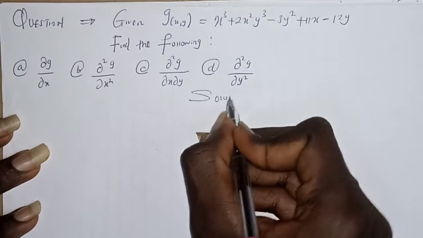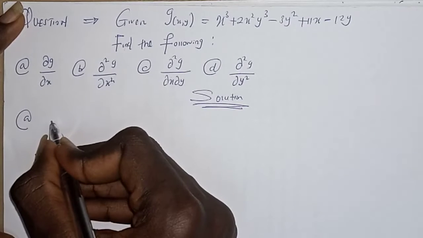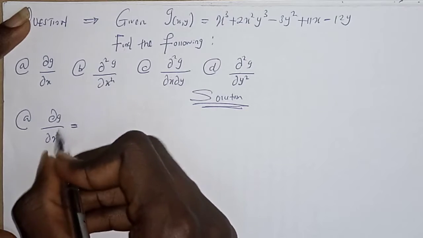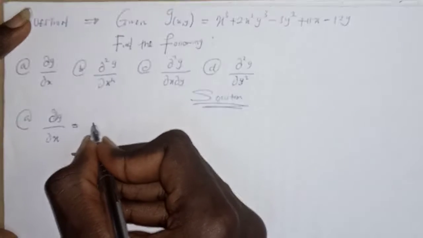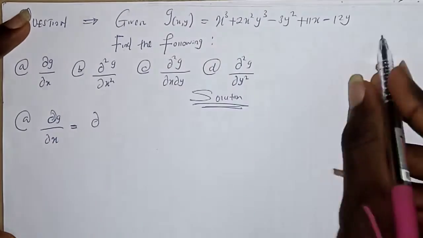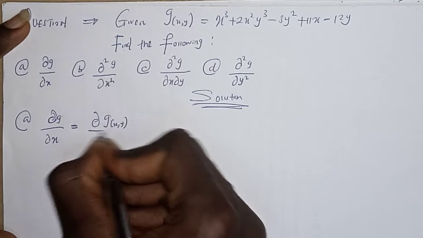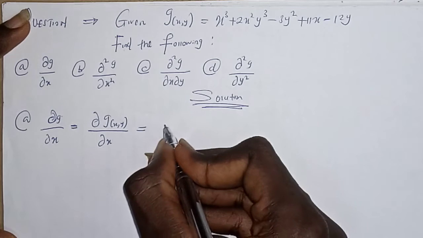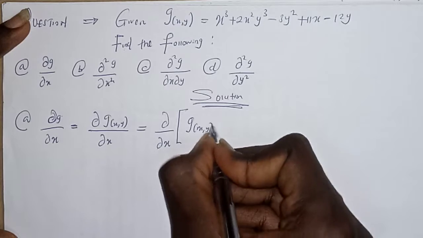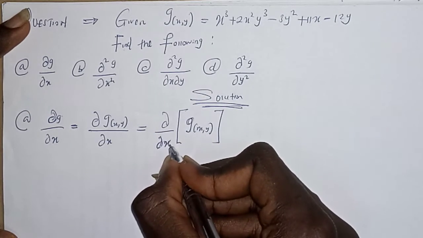So the solution to this is very direct. Considering the first part of the solution, the question says find del g del x. This can be written as del of g, where g, the complete function, is this. This g can be written as g of x comma y, over del x. You can also rewrite this as del x of the function given to us. That is, I'm trying to differentiate this function partially with respect to x. So that's how it works.